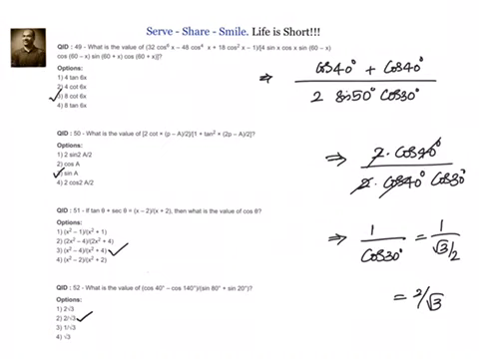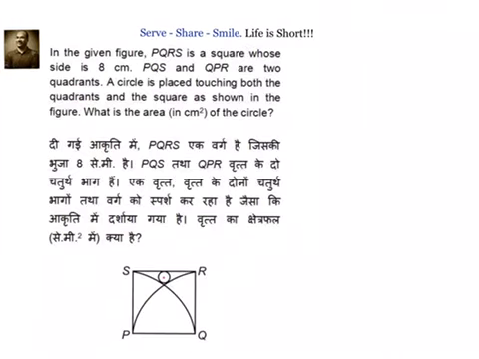So if you think that too much trigonometry, let's do one interesting geometry problem and close this session. So we'll do one very interesting geometry problem. Let's go there. In the given figure, PQRS is a square whose side is 8 centimeter. PQS and QPR are two quadrants. A circle is placed touching both the quadrants and the square as shown in the figure. What is the area of the small circle we have there?